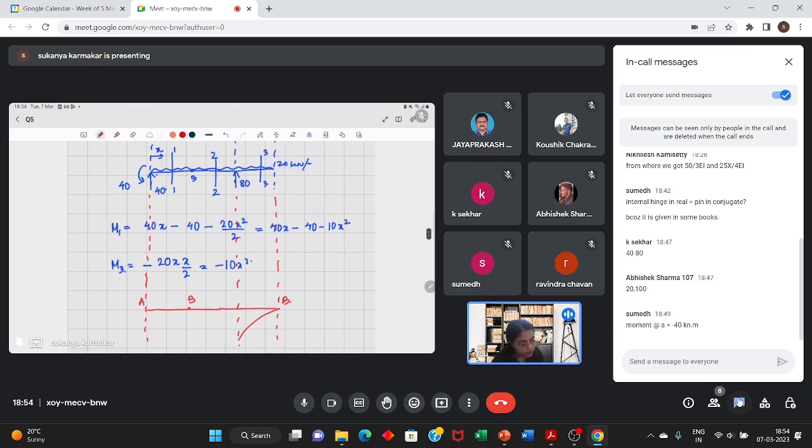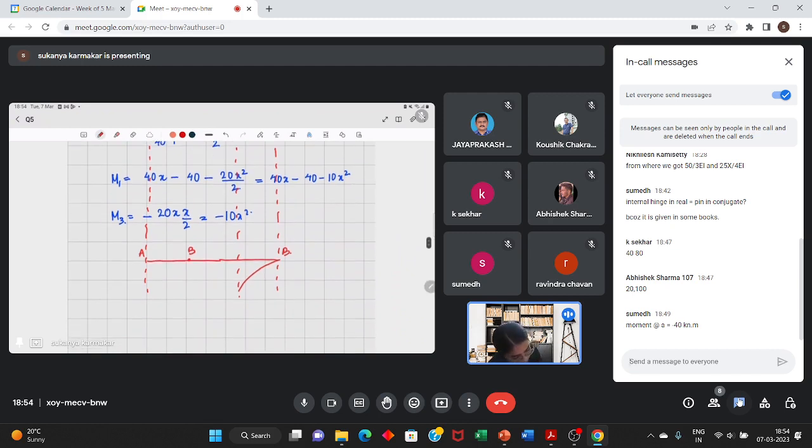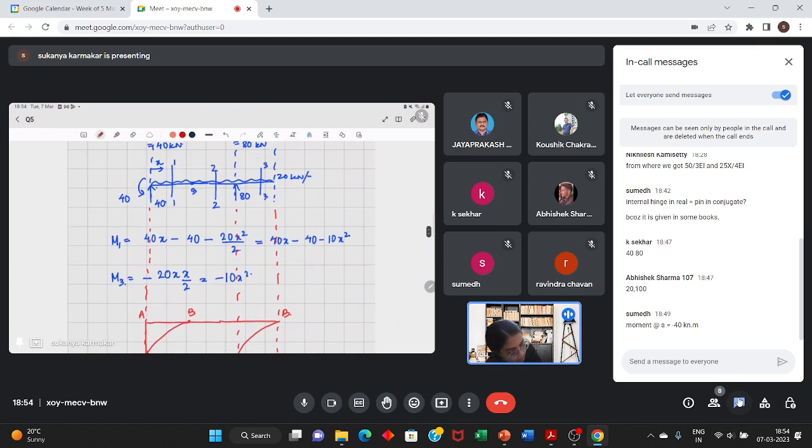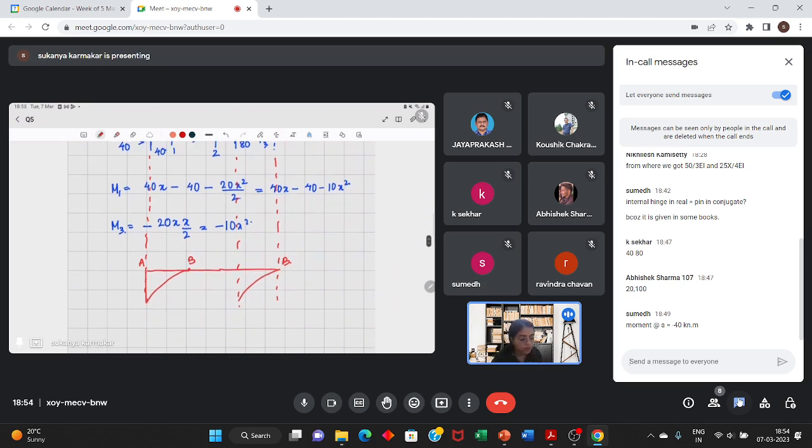And in the equation M1, if you put the value to be 0, you get a value of minus 40, so 40 kilonewton hogging. At P, the value will become 0. And in M3, for writing M3, you had taken x from this direction. Here, if you put x is equal to 0, that is at the free end, the moment should be equal to 0, and the equation is giving it to be 0, so it's correct.